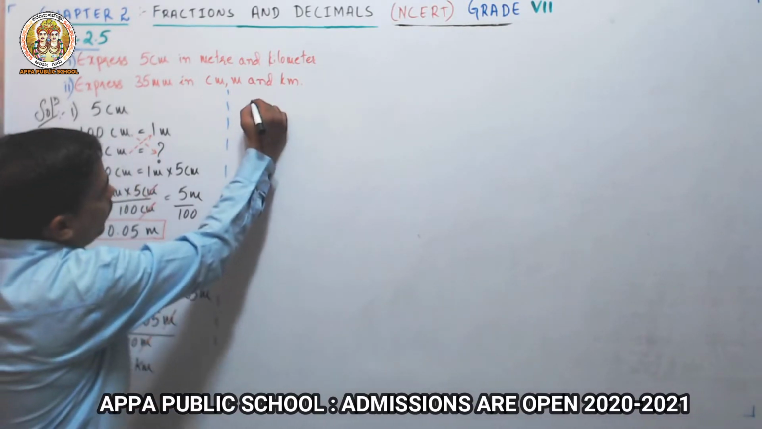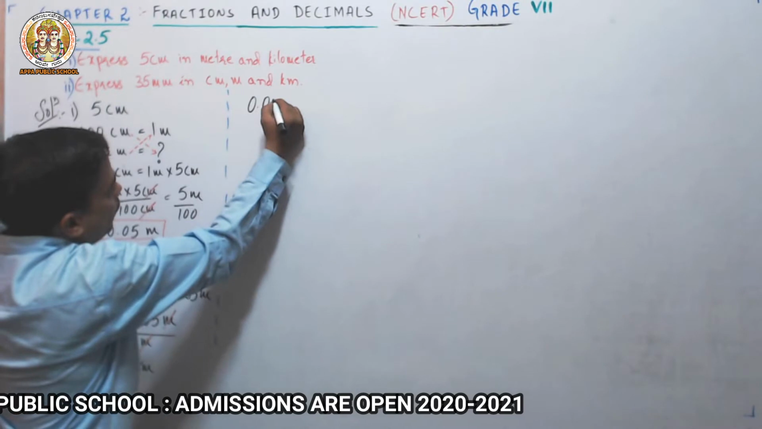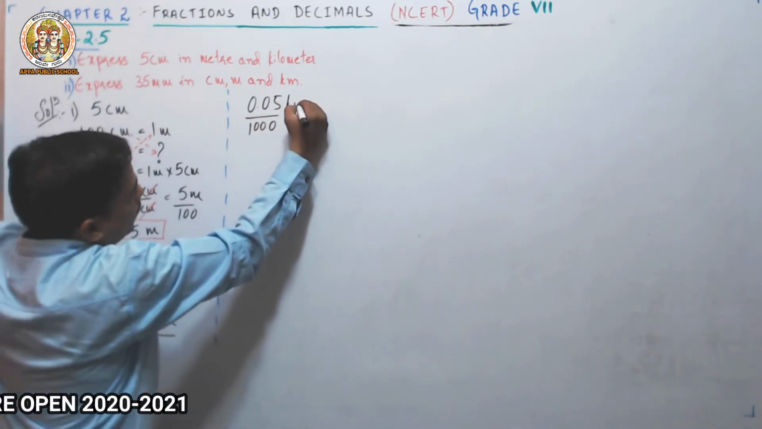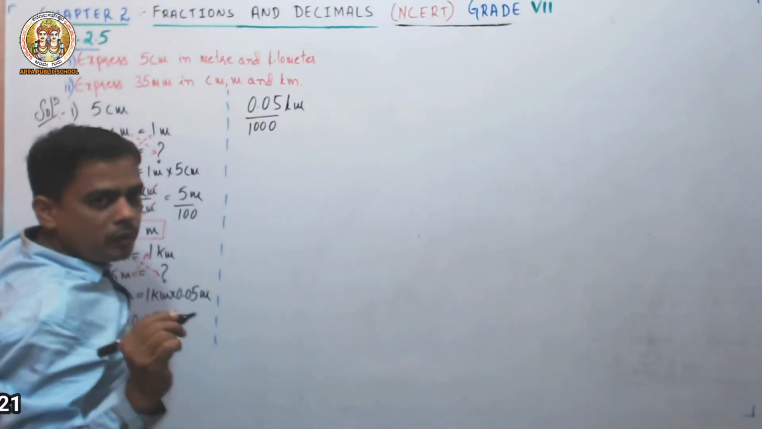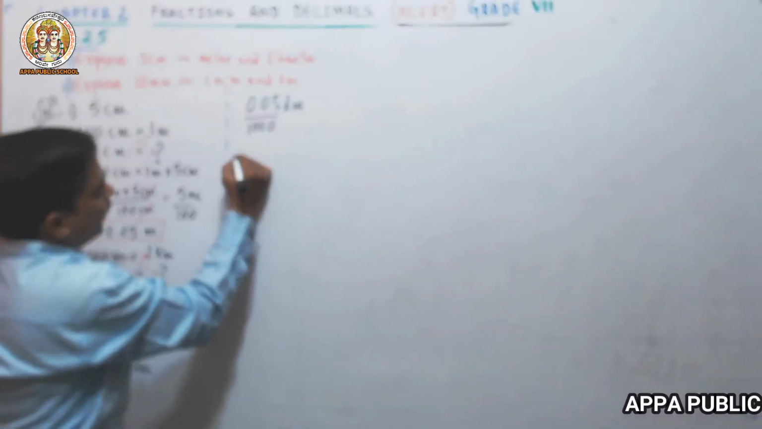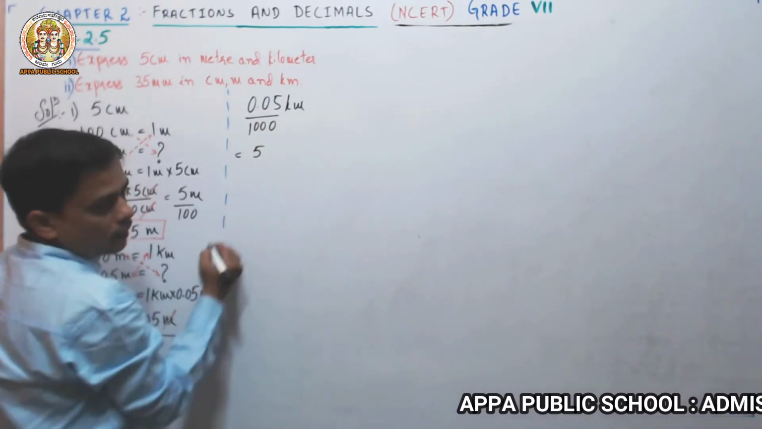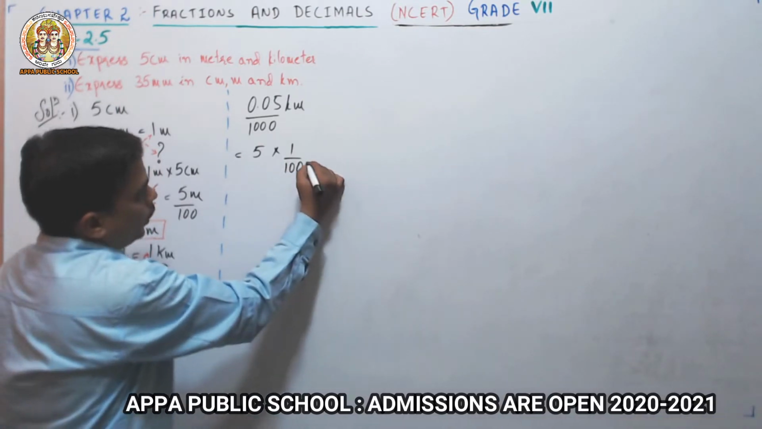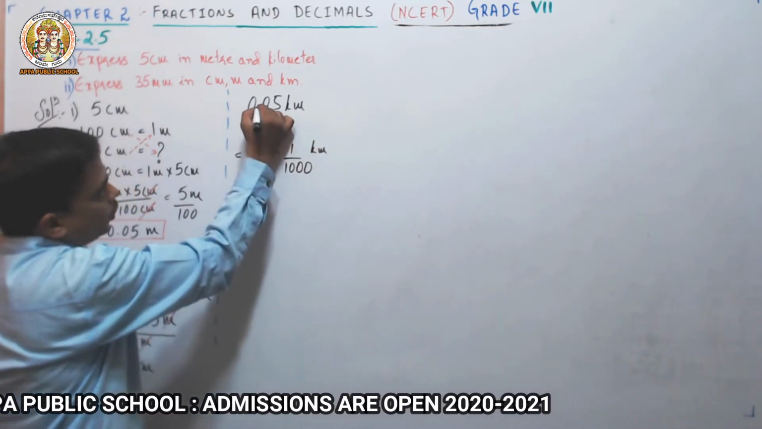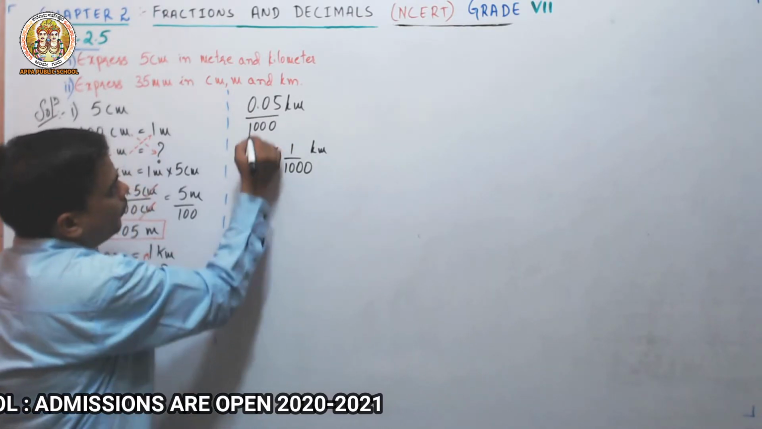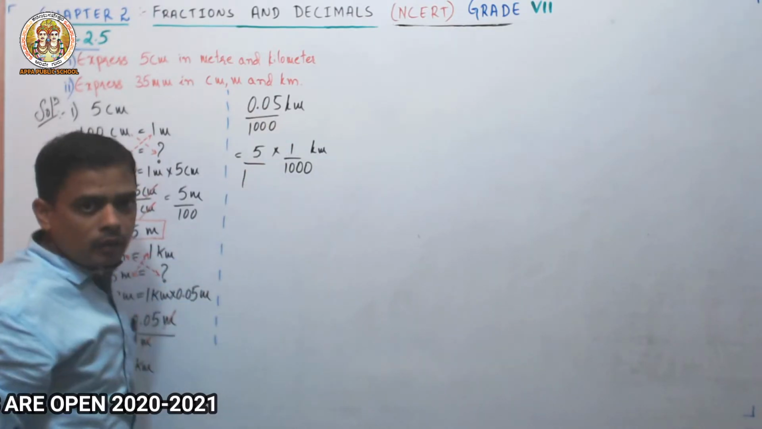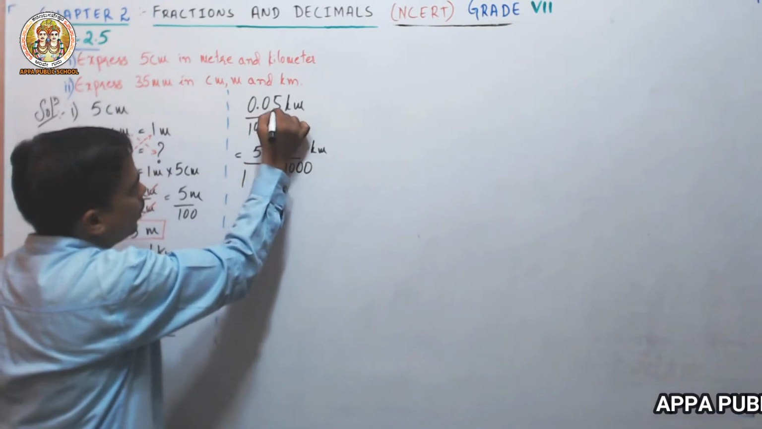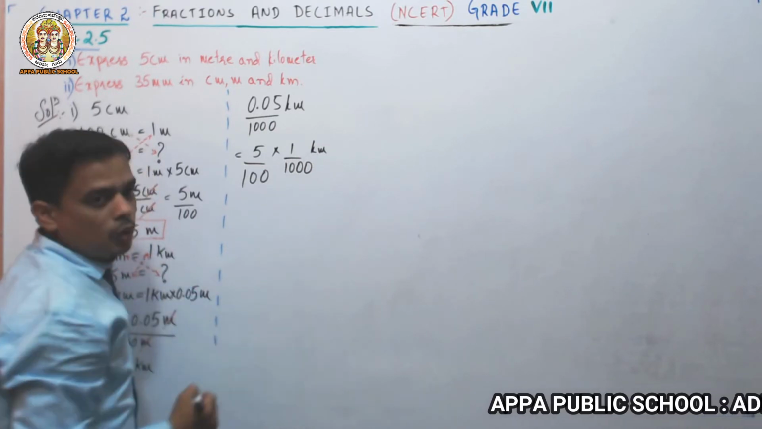The answer I got here is 0.05 divided by 1000 kilometer. So an easy way: I will write 5 into 1 by 1000 kilometer as it is. I will remove the decimal point. Wherever a decimal point is there, I will take it as 1. After the decimal point, how many numbers are there? 2 numbers, so I will take 2 zeros.